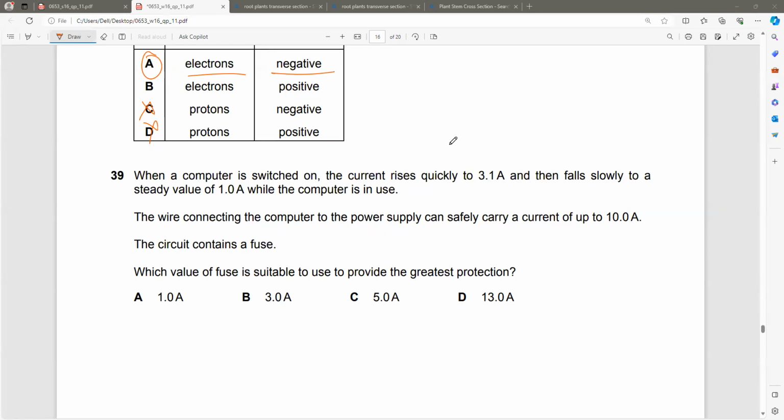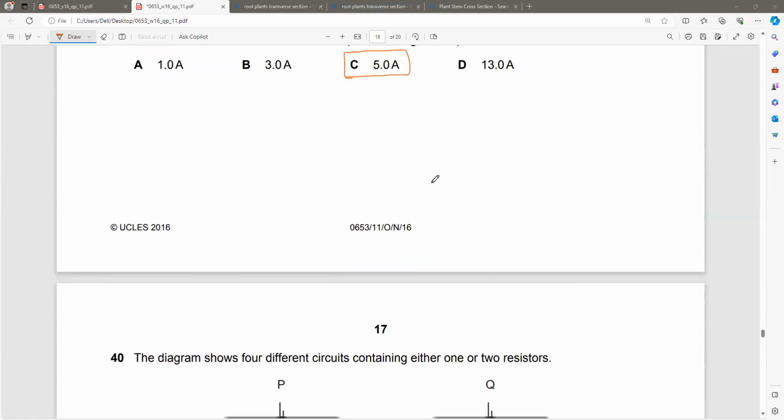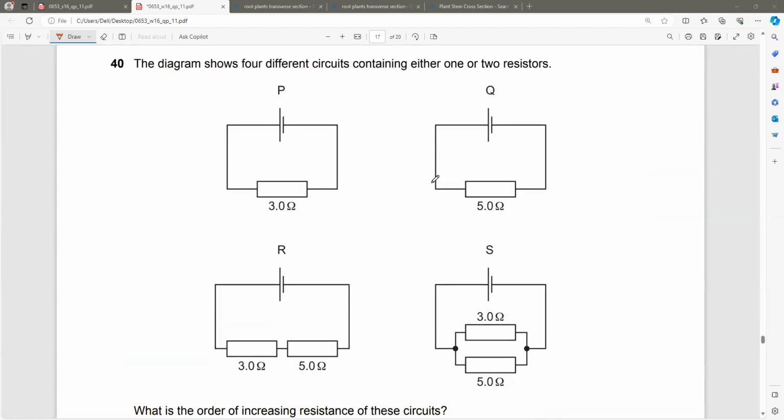So what will happen? I am taking almost 4 times more than my computer needs, so my computer will blast. So what is the fuse I have to take? 5 ampere. Understood? So this is a very practical-based question. Nothing else is there, we just have to think correctly. That's all. Next question, everybody observe and make it.